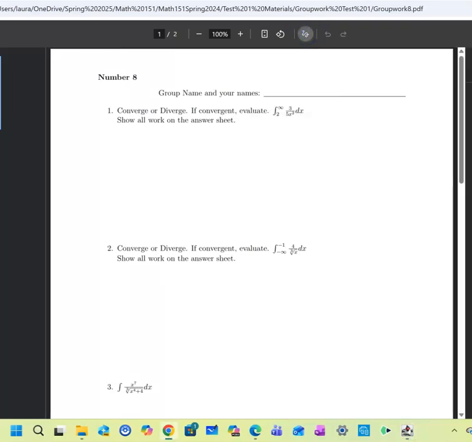So you've got these solutions that you can look at, but let me talk through these problems. Again, if it says converge or diverge, you're looking for an infinity or negative infinity in the limits of integration. This one has infinity. So the very first step you must write is the limit as t goes to infinity and replace the infinity with the t.